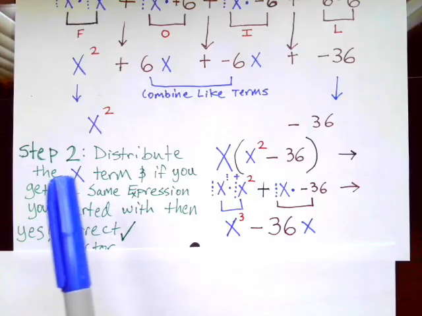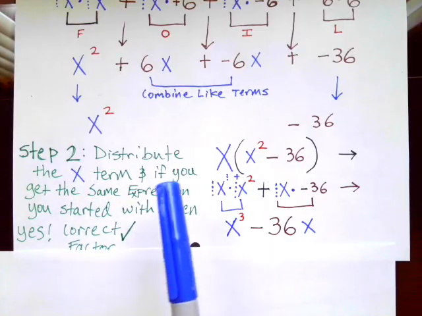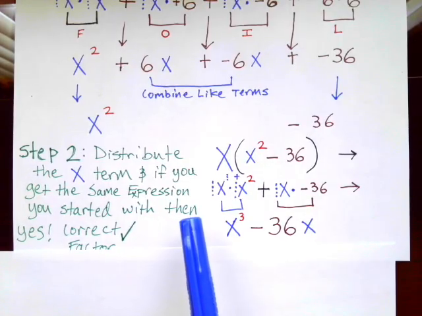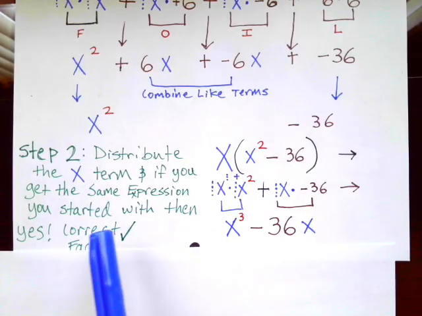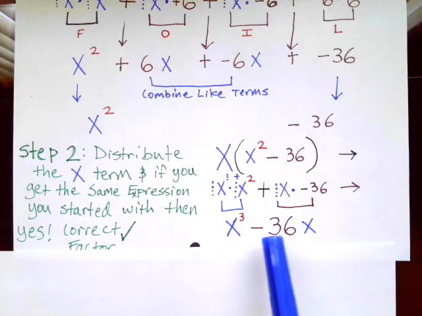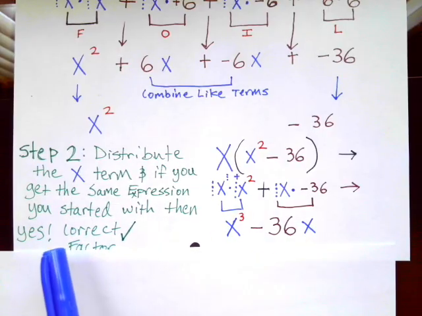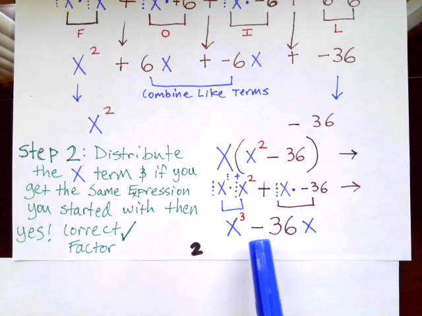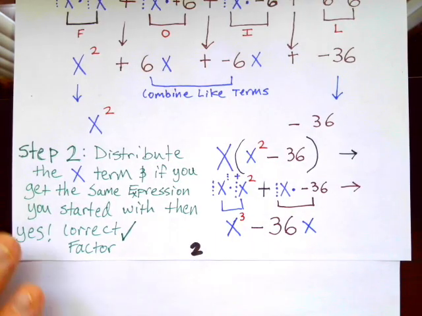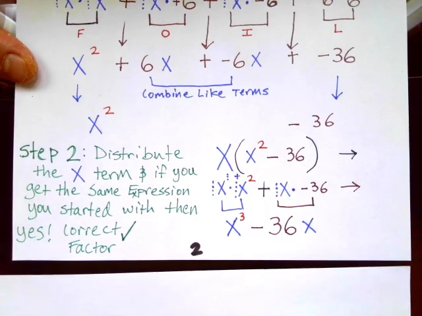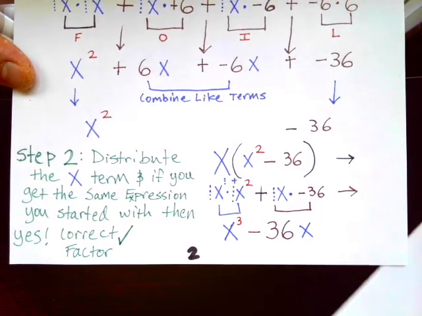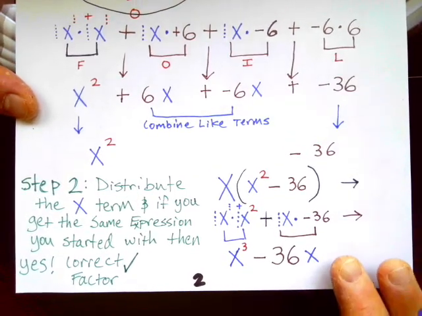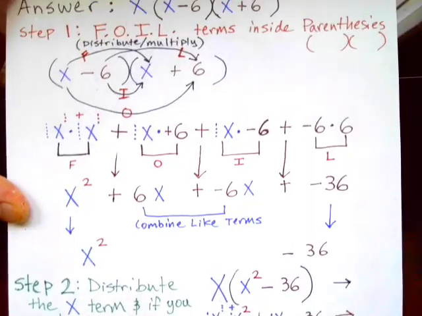And as we distribute in step 2 the x term, did you get the same expression that you started with in the original problem in part 1? x cubed minus 36 times x. Yes, you did. This is a correct factor. So if you go back up to the beginning, which I'm going to show you here, if I'm going too fast, please stop, pause, rewind. You can watch this video as many times as you like.